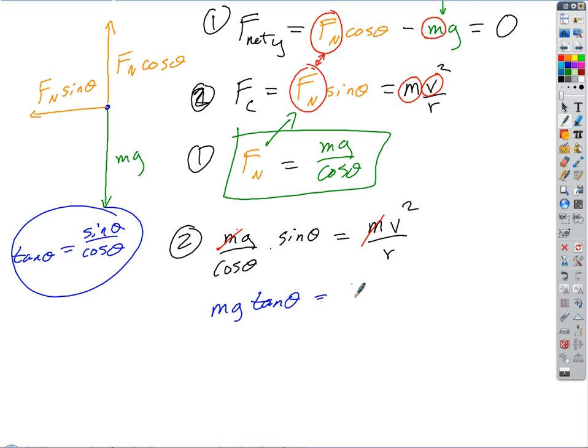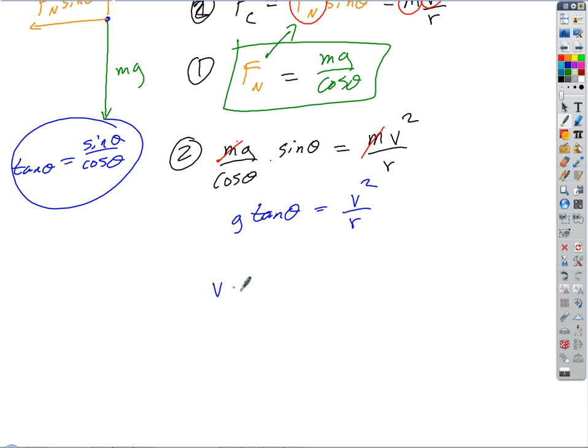And that equals v squared over r. Oh, whoops, you're right, no m. We don't want it. It's gone. So what are the two steps in order to get v by itself? First we multiply by r, both sides, and then take the square root. So would everybody agree if I do those two things, I'm going to get v equals the square root of rg tangent theta, or gr tangent theta, makes no difference.